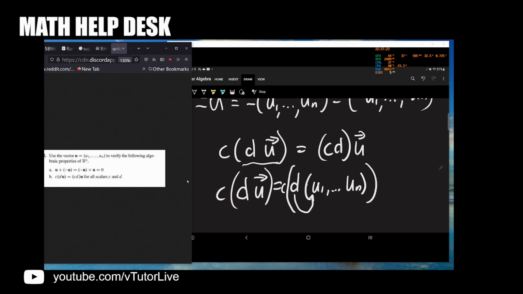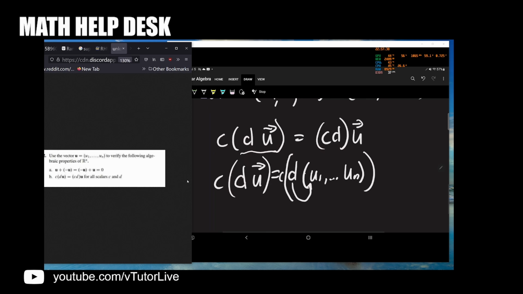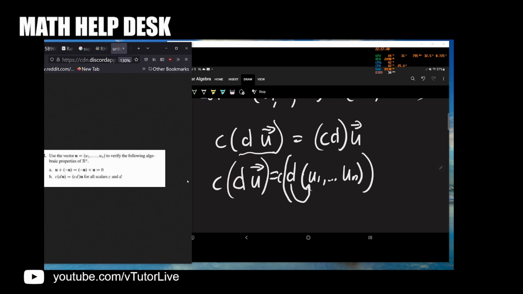Gotcha. Well, this is actually really silly. Anyways, I think the wording here is a little bit silly and results in some ambiguity, but I think it's understood that du to begin with is just du1 dot dot dot dun. Maybe that's the way to make this problem work.